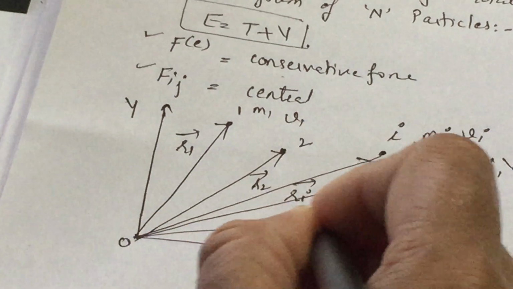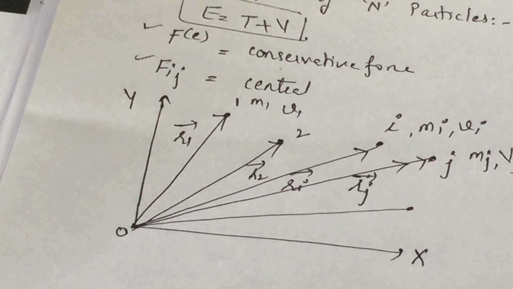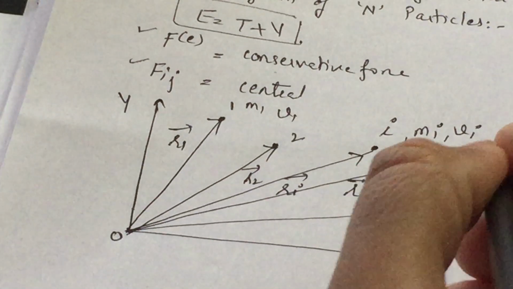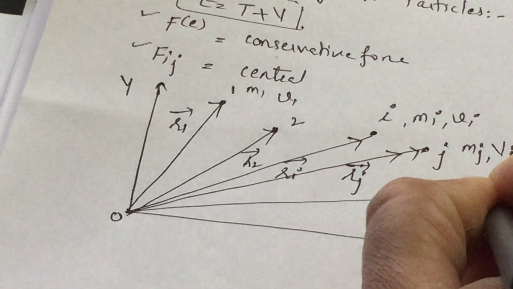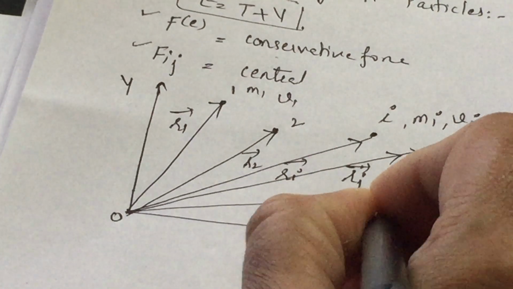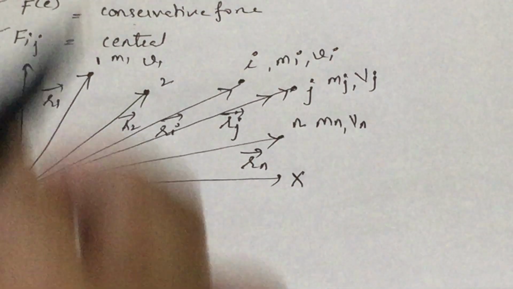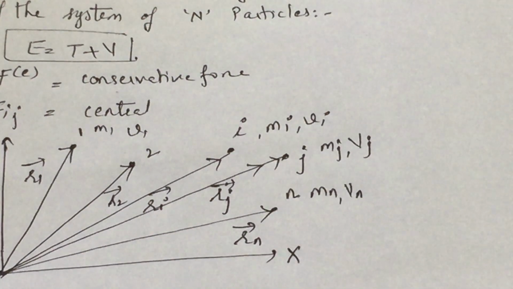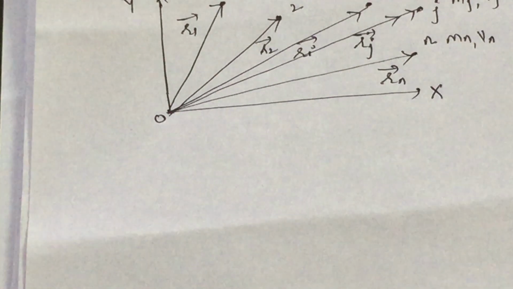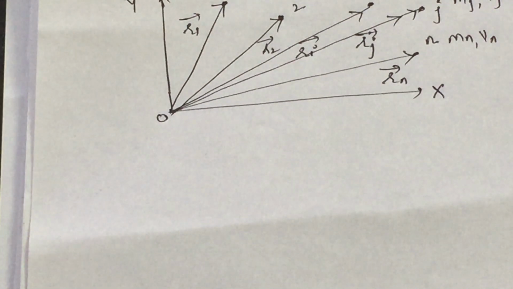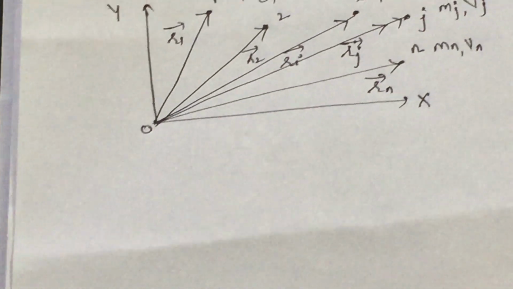Similarly, this is our last particle in the system, indicated by n, with mass mn, velocity vn, and position vector rn. This is our whole consideration. Now if we consider the work done on a particle, it depends upon the force. If there are two types of forces on each particle, then there are two types of work done on the particle.